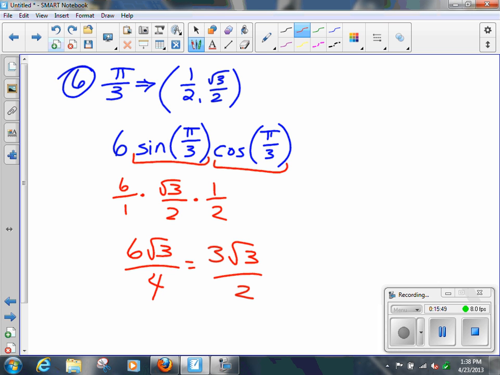Let me ask you something. Can you have the special angles on your card? Can you have the special angles written on your card? Pi over 6, pi over 4, pi over 3, pi over 2.